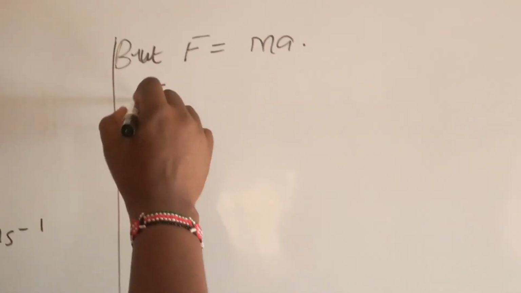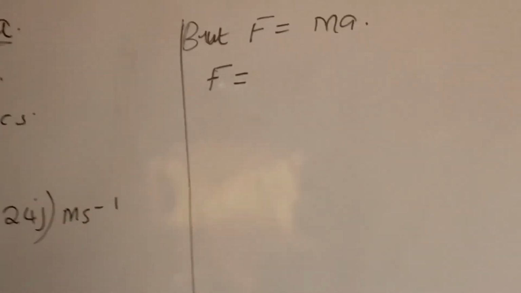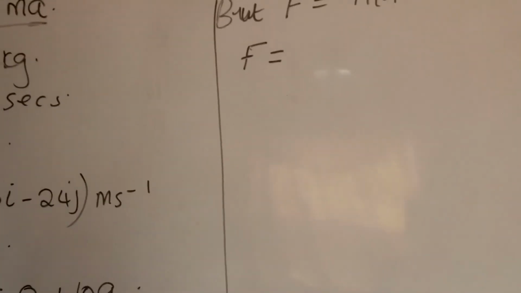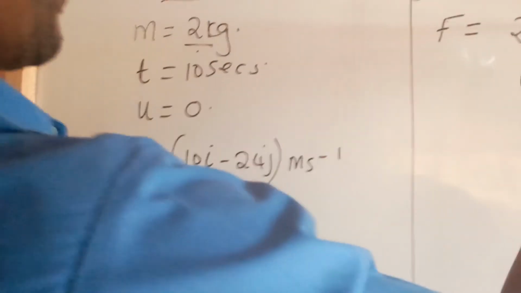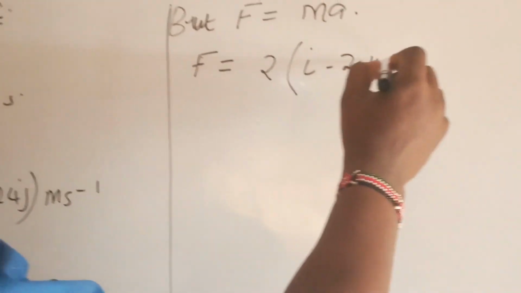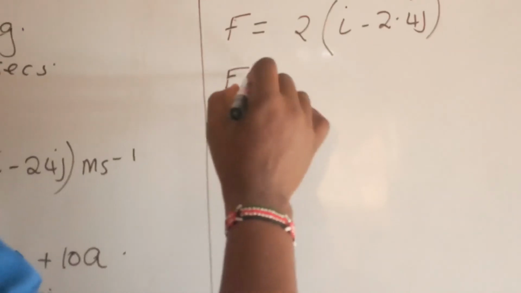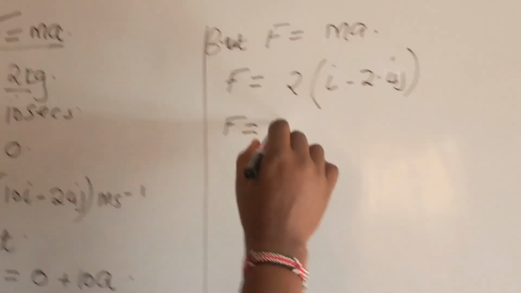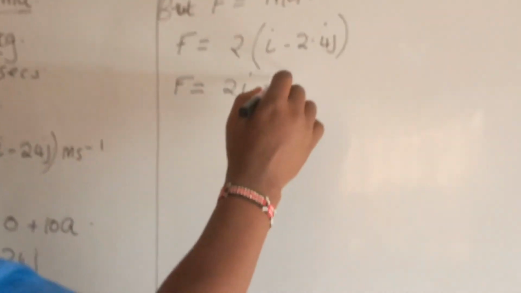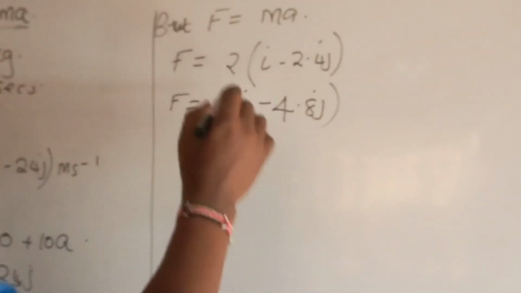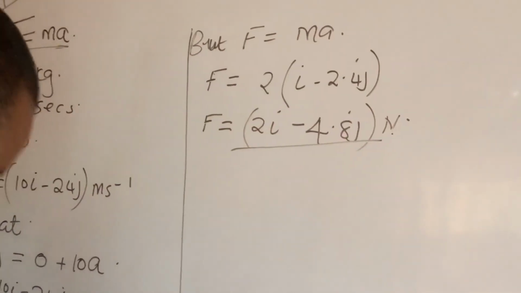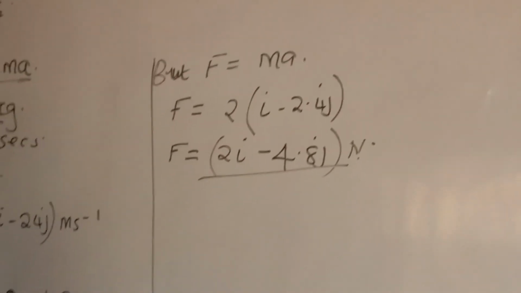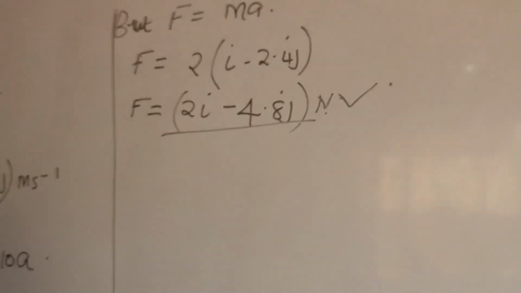So we are looking for force, which is equal to what? What is the mass of the particle? 2 kg. So 2 times what? The acceleration, i minus 2.4j. Now, the force eventually is going to be 2i minus 4.8j. Of course, this is in newtons. And at that point, we can confidently say that we have gone through all the processes and we have acquired our force, and that is it. All right?